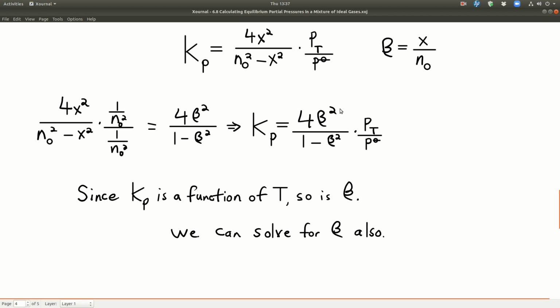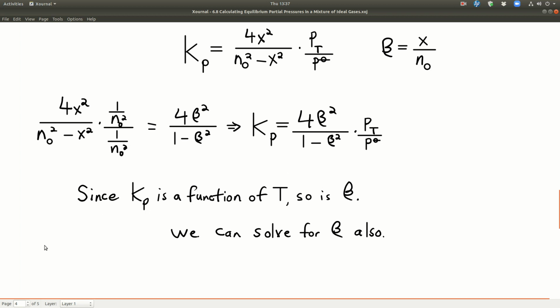Okay, so notice this is for this particular reaction. If it's a different reaction with different stoichiometry, it's going to have a different form. But you could do this for any gaseous reaction. Notice that we saw before that Kp is a function of temperature only, which means that beta must only be a function of temperature only too.